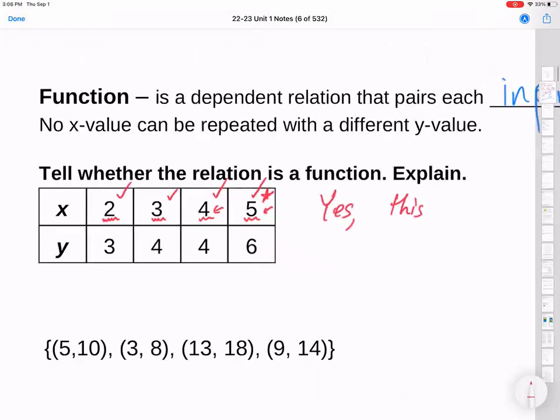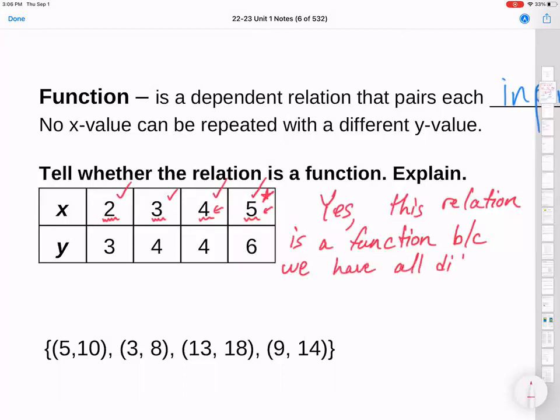This relation is a function because we have all different inputs. Even really that would be enough, but just to add a little bit extra, all different inputs with an output.